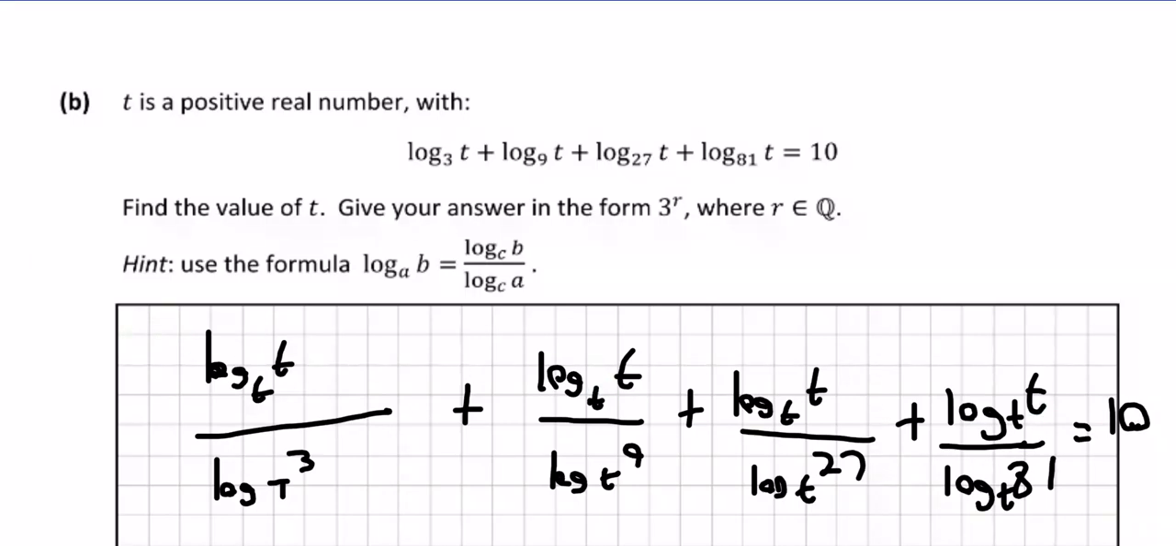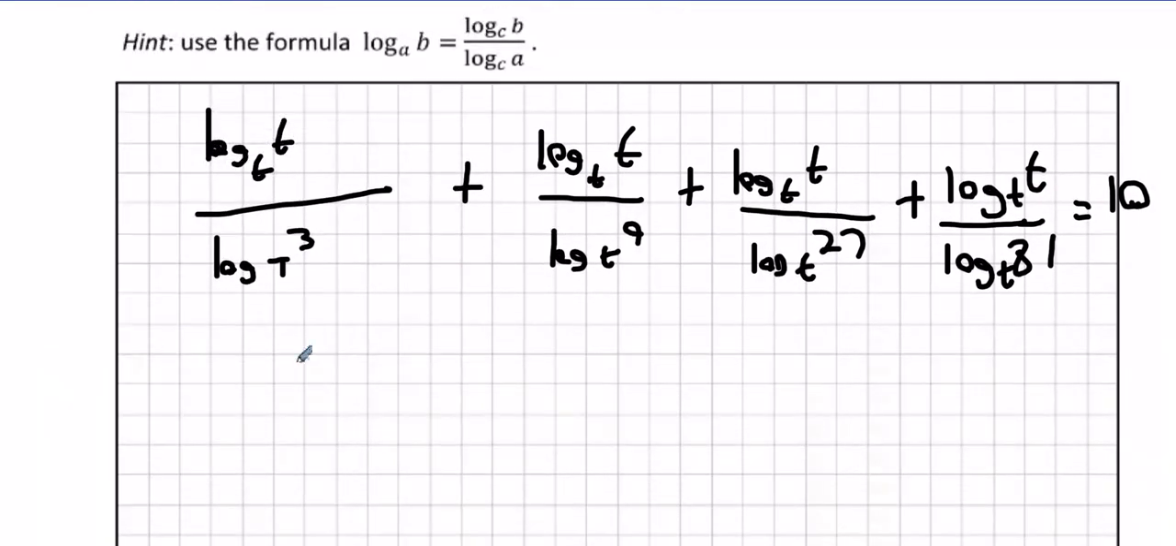All right. Now, I think I have an idea. What happens to all the tops? They're all 1. Log 10 base 10 is 1. Log t base t is 1. Log 20 base 20 is 1. Any log to the same base is always 1.